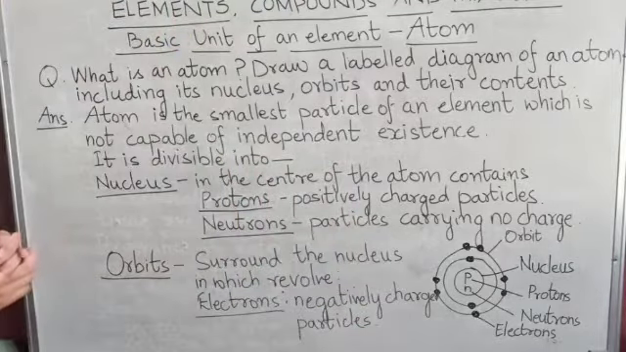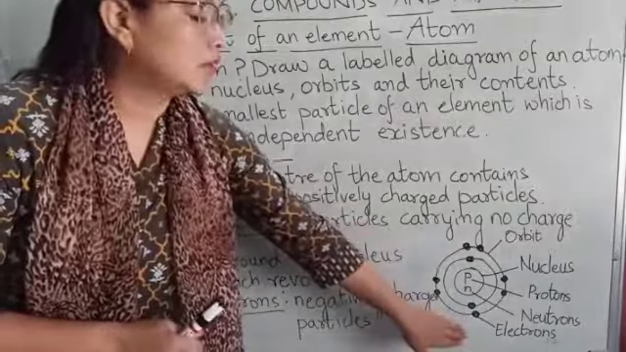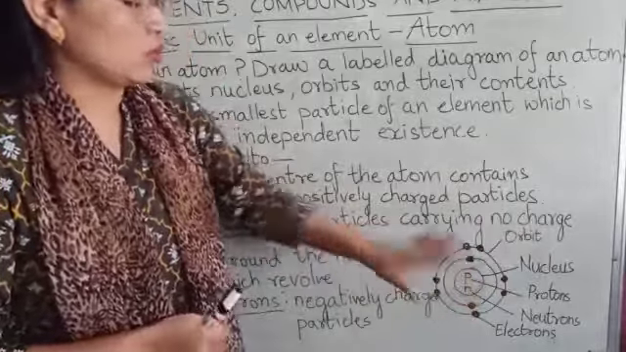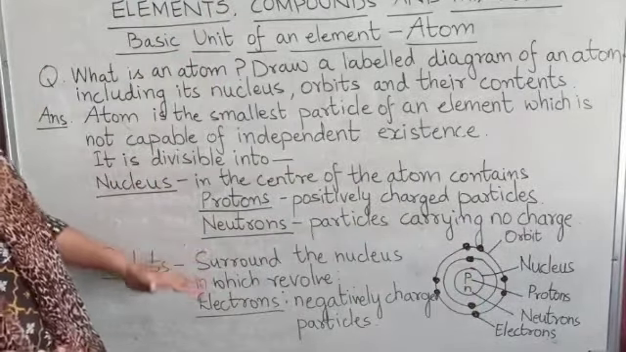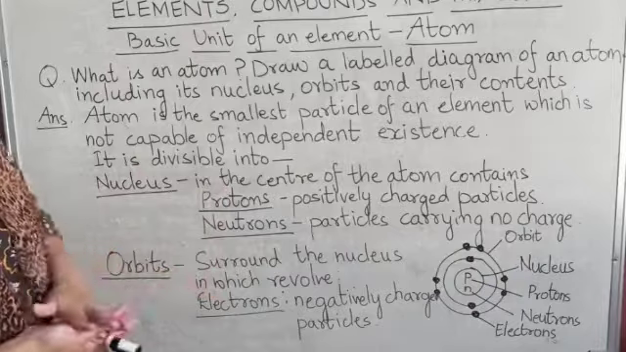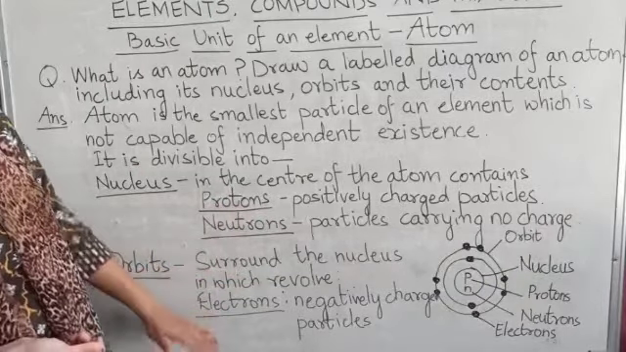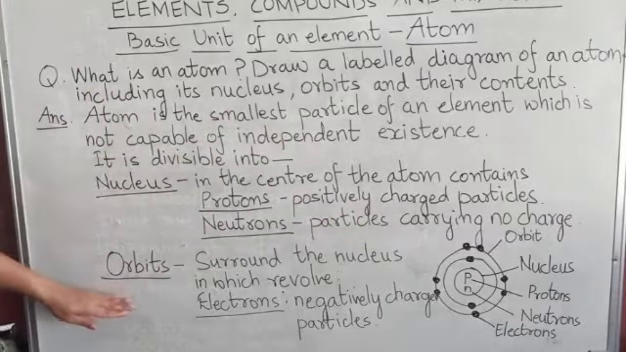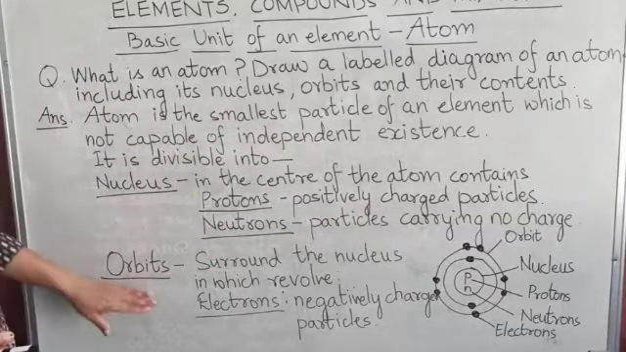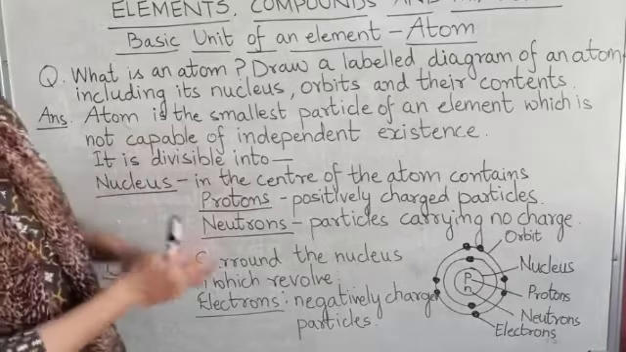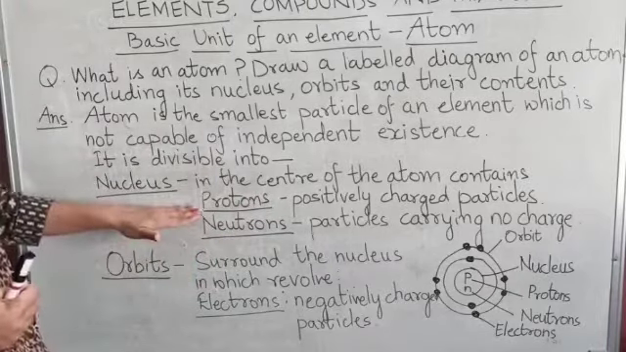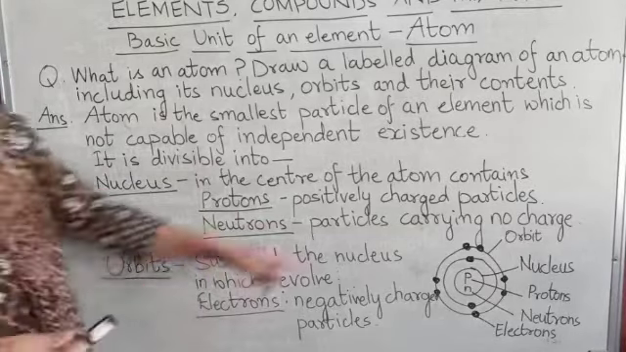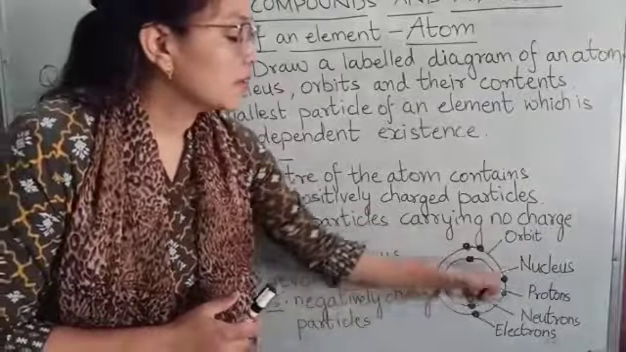Now here is the diagram of an atom. This is the structure of an atom. This is how the atom looks. These are the parts of the atom and the subatomic particles also. So atom is divisible into nucleus and orbits. In the nucleus the subatomic particles that are present are protons and neutrons, whereas in orbits electrons are present.